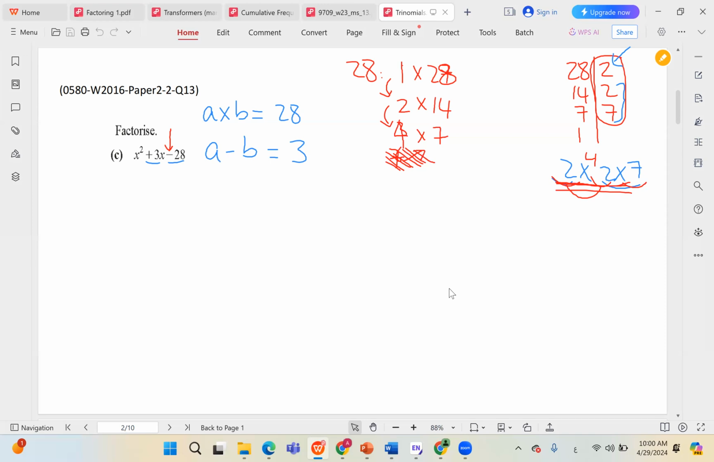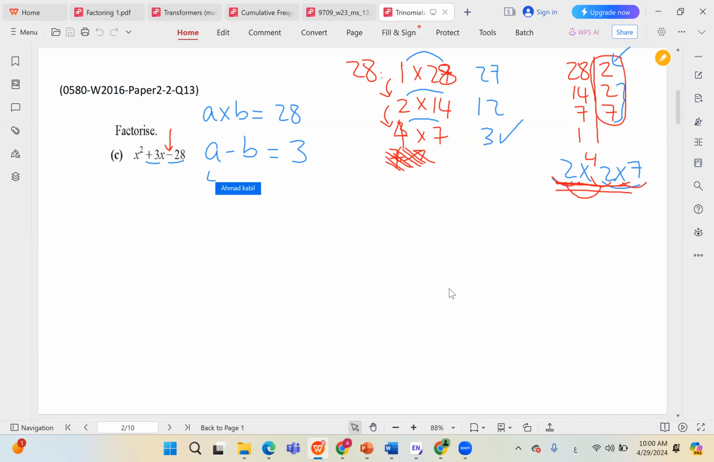So which of these pairs have a difference of positive 3? You just subtract. We don't care about the sign right now. Negative 3 or positive 3, let's just find the difference between each pair of numbers. So this is 27, this is 12, and this is 3. So this one is the correct pair. Our numbers are 4 and 7.